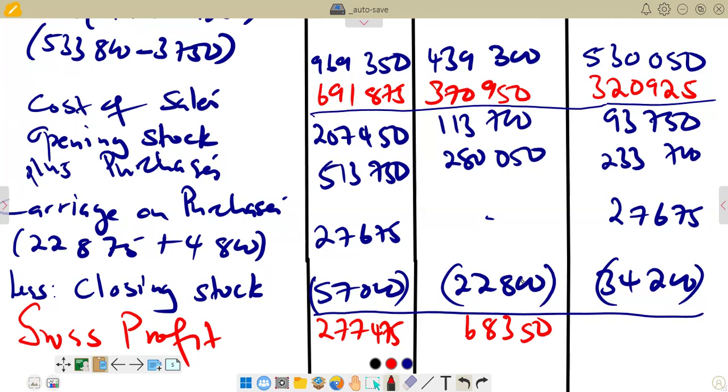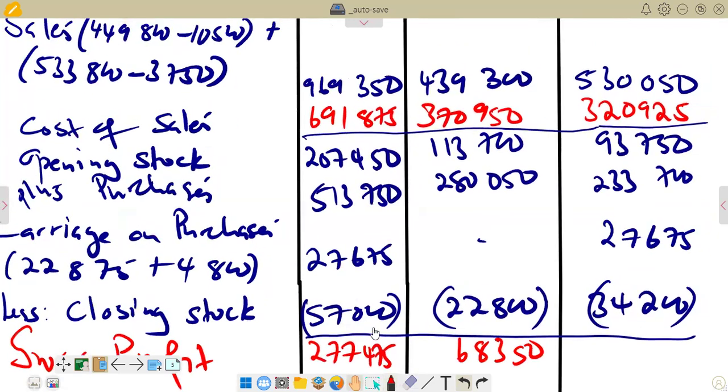Remember, these are positive figures. If they're negative, show it in brackets. Right, for the last column, we are saying 530,050 minus 320,925. Let's try to calculate that one. We get 209,125. So this is what we have.